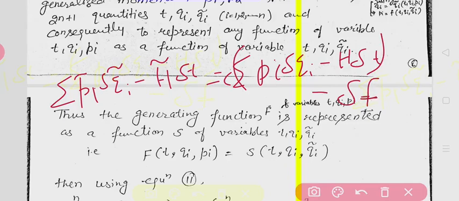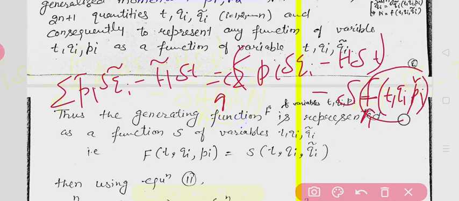Okay, so what is this C? C was the valency of this canonical transformation. This is the valency, right? And what is this F? This was the generating function, and that generating function was the function of T, Qi's and Pi's. Okay, but here we express this momentum as a function of T, Qi and Qi tilde. So that means this function will be transformed into the function of T, Qi and Qi tilde.